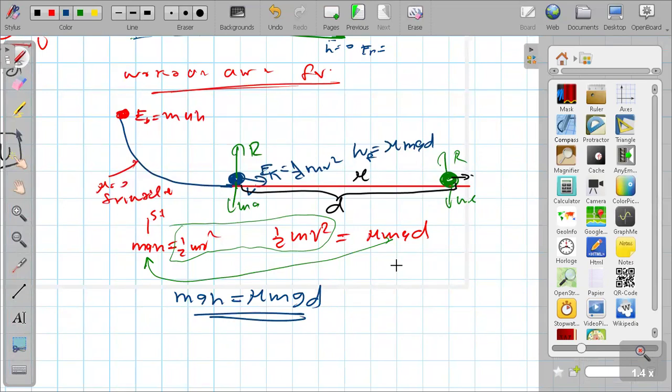Because these two terms are still the same, you can equate these two equations very easily because there is a common term.